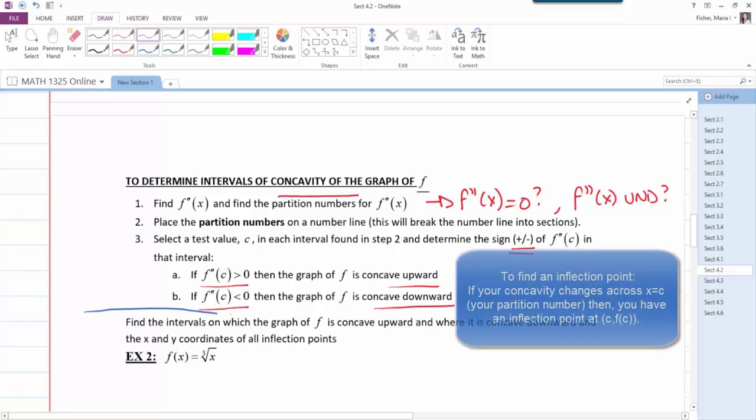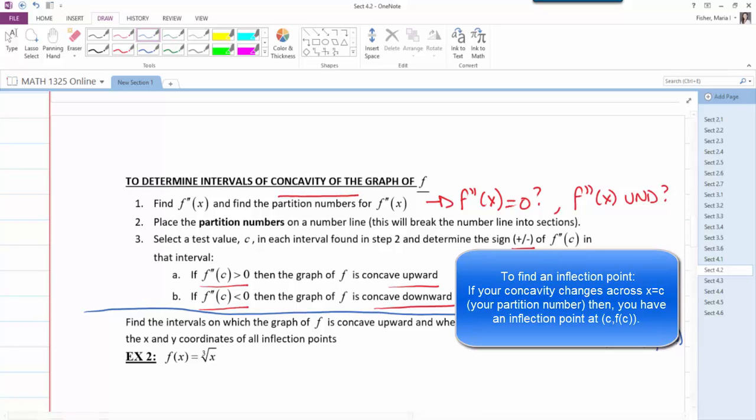Now we don't have this listed here, but to find inflection points, if your concavity changes over x equals c, then you have an inflection point at c comma the function's value at c. So points of inflection happen whenever your concavity changes.